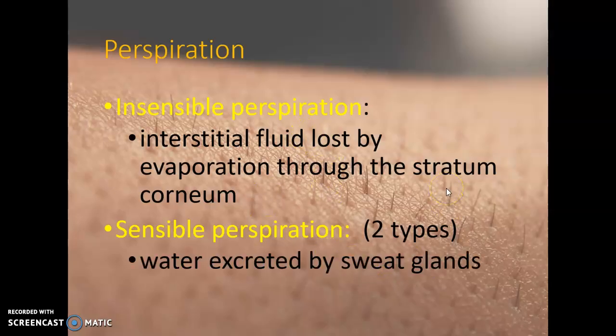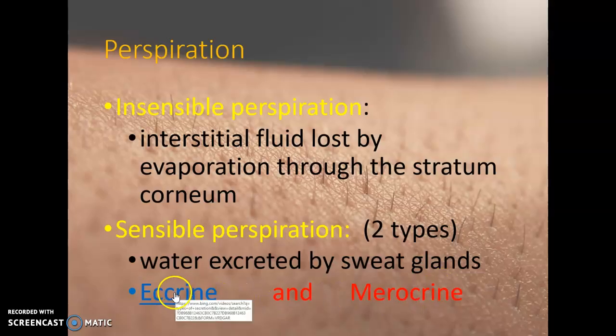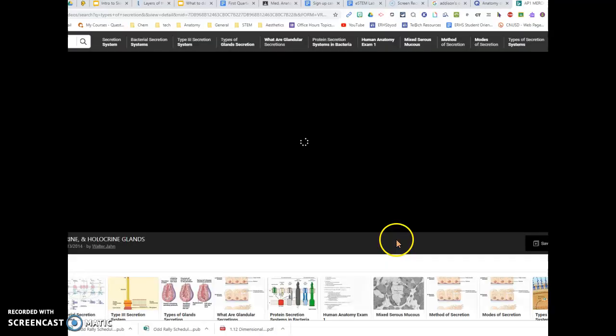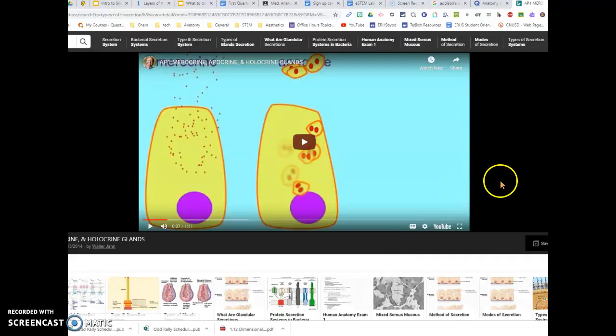Sensible is where you're excreting water by sweat glands. And remember, there's two types. There's the kind that smells and the kind that doesn't. I don't know if you guys remember this animation, which talked about this process.